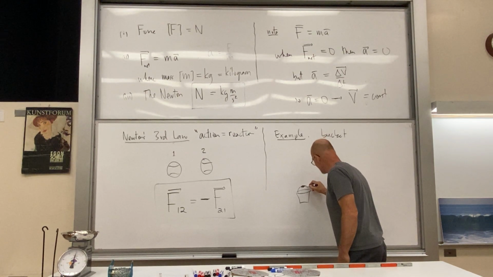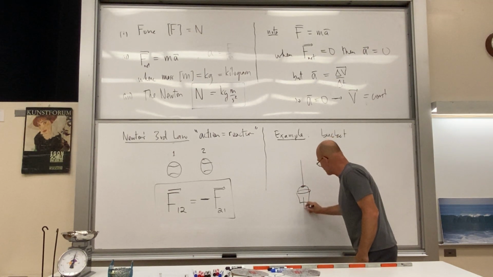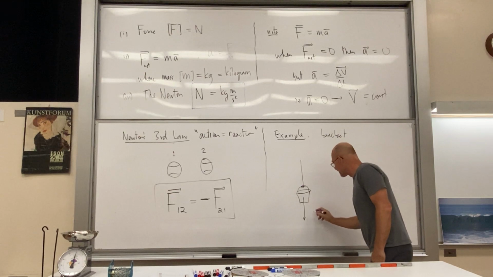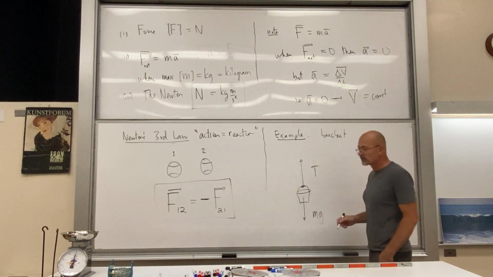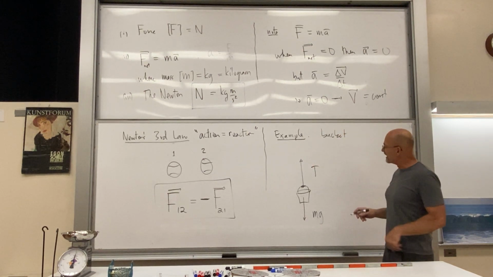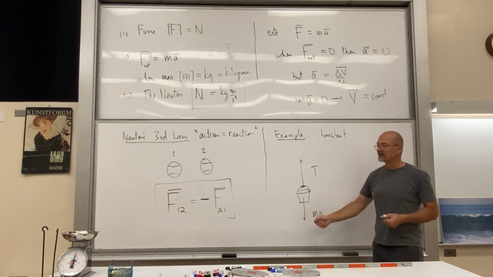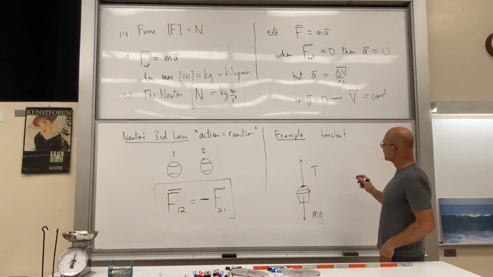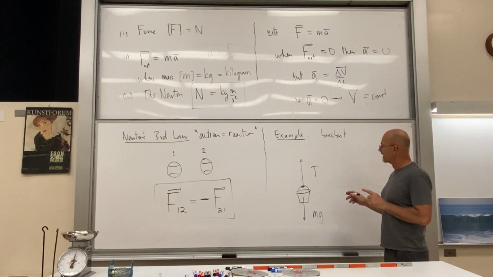It's got a handle on it, and there's a rope tied to it. And now we say that there's the weight and there's a tension. Those are the two forces on the bucket. But now it's not just going to hold it, we're going to pull it up or lower it down. We're going to use Newton's second law.